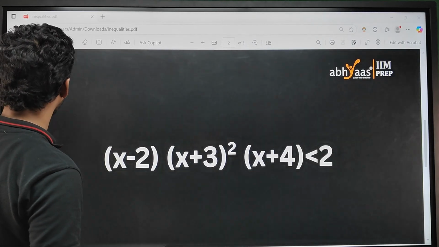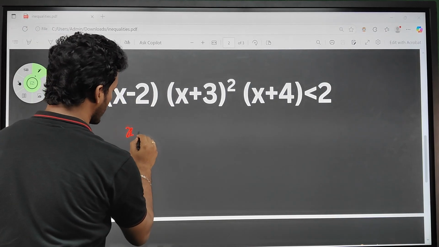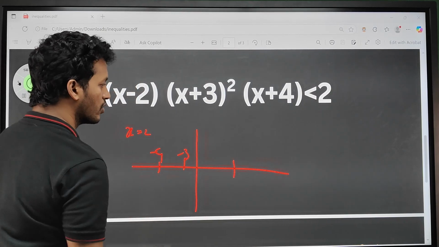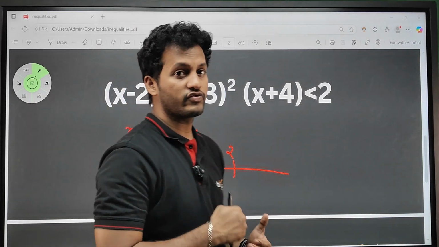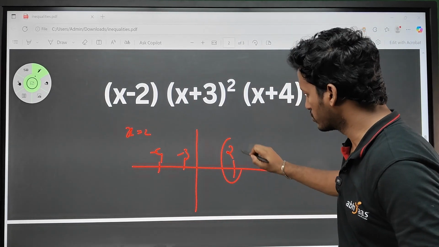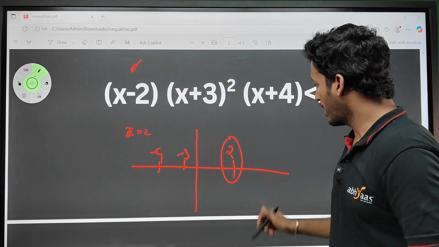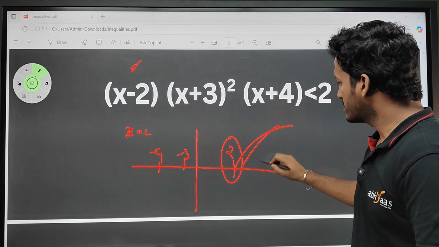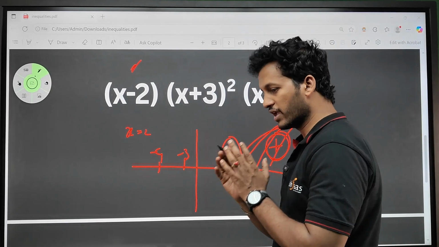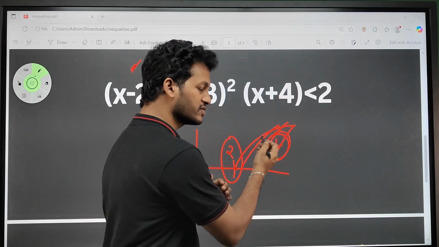So let's draw the number line again: 2, minus 3, minus 4. Now what do we have to do? What is the rightmost extreme point here? It's x equal to 2. That factor gives us this critical point. Now we have to mark this area as positive. Remember that: we have to take the right side of the rightmost critical point as positive.